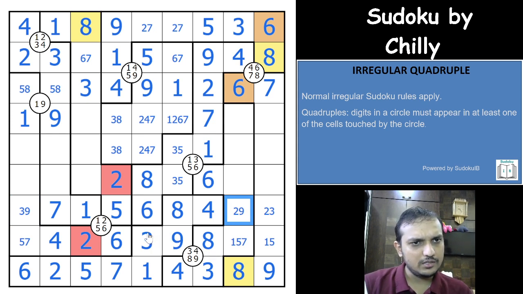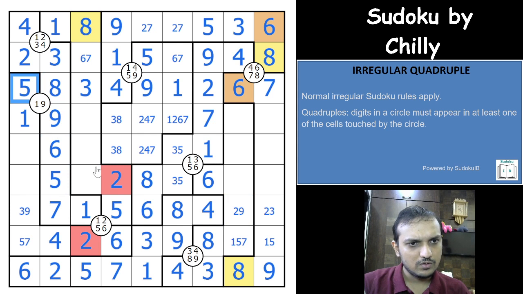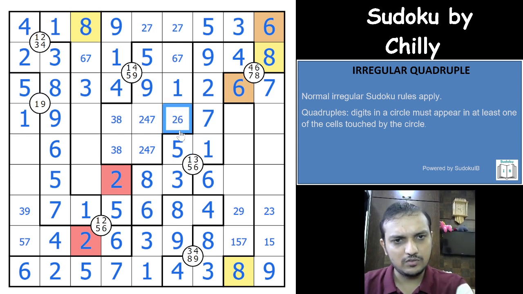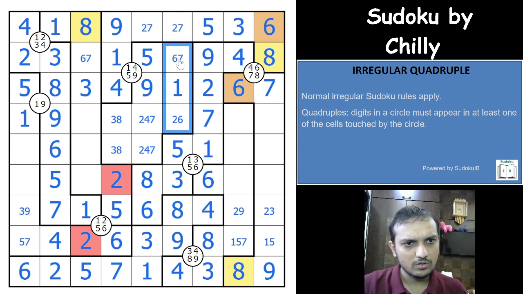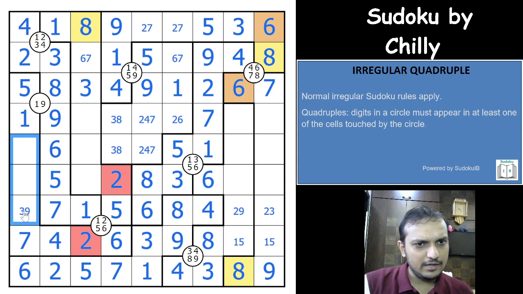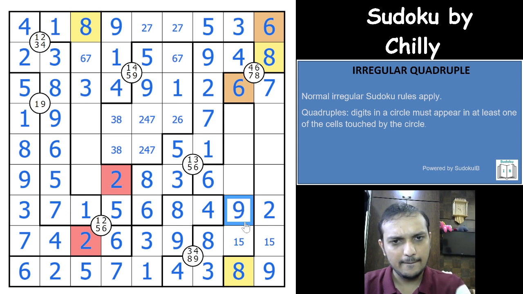5, 8 and 6. This cell is a 6. 5, 8, 5. That gives you a 3 and a 5. Eliminates 1 and 7 from here. 2, 6 and 7. This would have to be a 7. 3, 9 and 8. So this is 8, 9, 3, 2, 9.